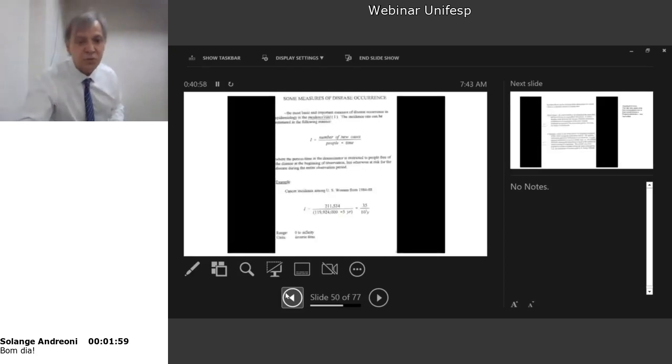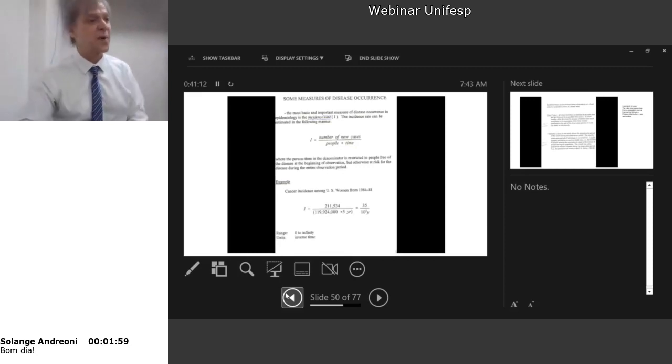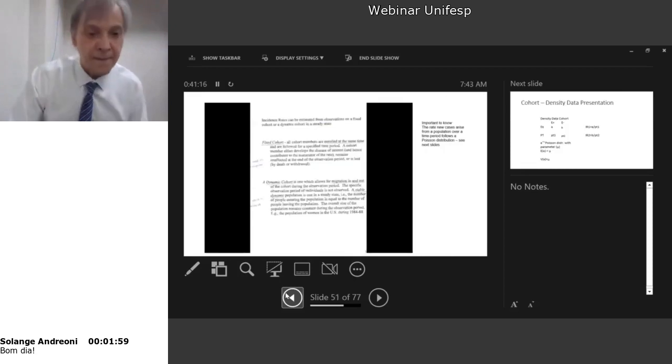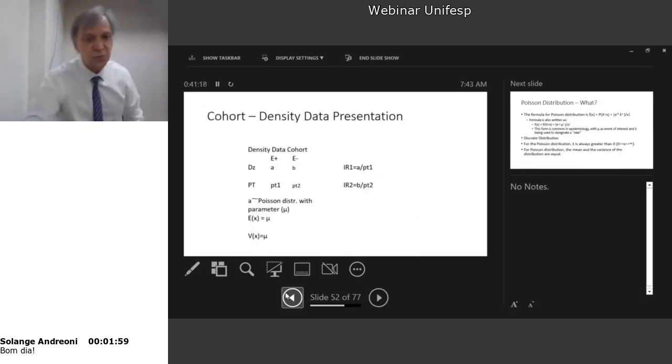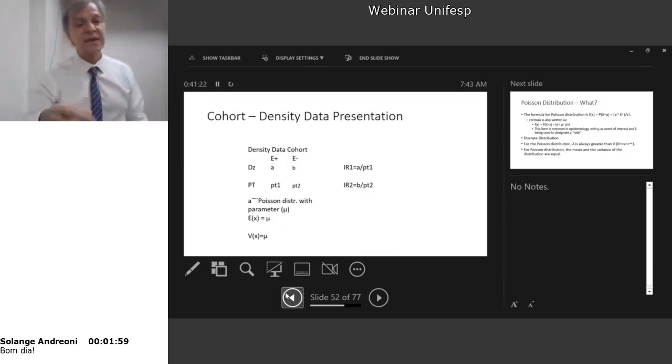Okay, now we're back to cohort studies. You have the number of new cases over people over time. That's your incidence rate, remember? The incidence density: you sum up everybody's person time, and if it's in a city, you take the size of the population multiplied by 1 year and give it the city size. I left that just for you to read. So you have a table like that. That's called density data presentation.